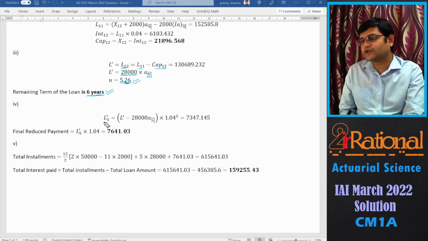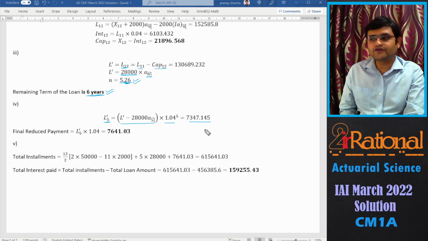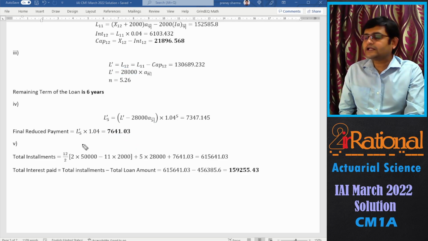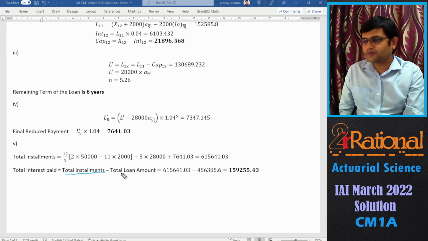Now you have to calculate also the last reduced repayment. So first of all, I will calculate what would be the loan outstanding after 5 years using the retrospective method. So this is a retrospective method, and I get this much loan is outstanding after 5 years, and the final repayment would just be accumulated for 1 more year. So we get 7,641.03.